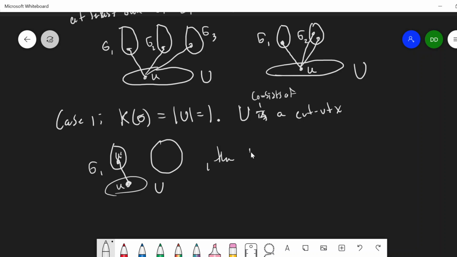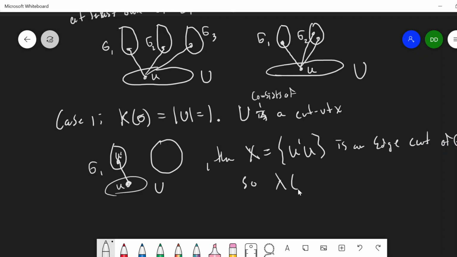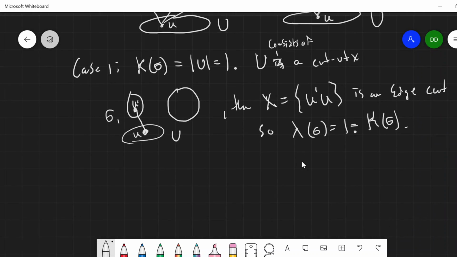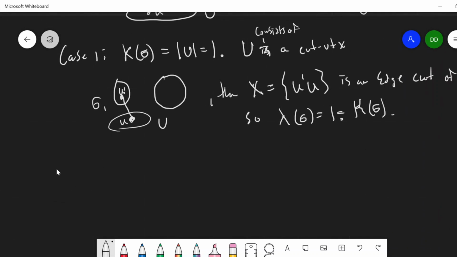Then X equal to U prime U is an edge cut of G. And we know it takes at least one edge to disconnect it, and so the edge connectivity of G is equal to 1 here, which is the same as the vertex connectivity of G. And so we're done for case 1. Case 1's not too bad. Case 2 gets a little bit trickier.